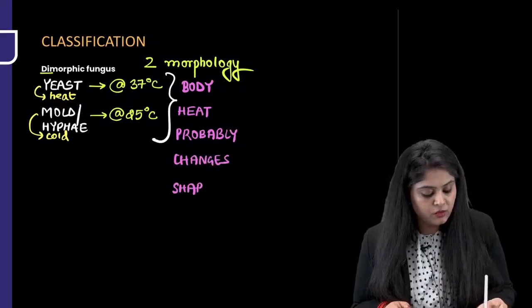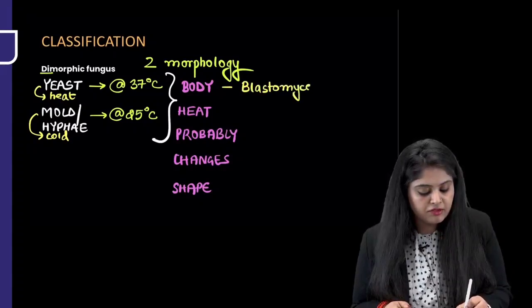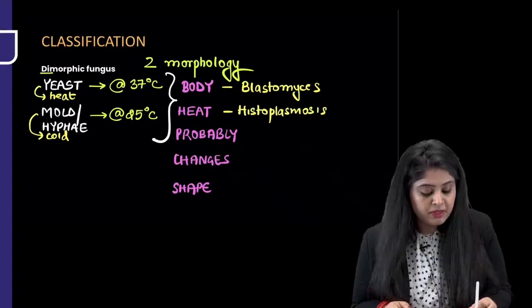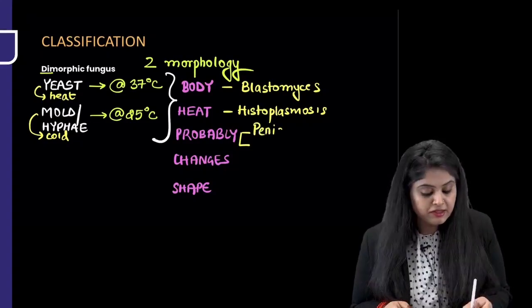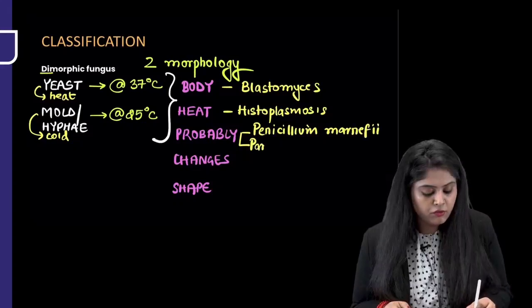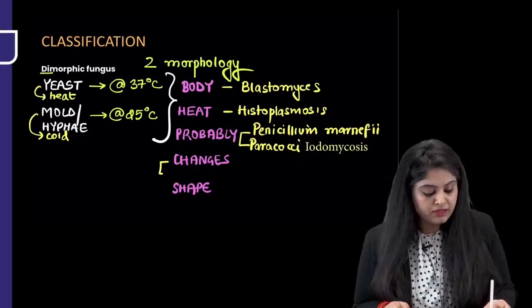Now let's start with the answering of these. So B stands for blastomyces. H stands for histoplasma or histoplasmosis. P is going to actually have two things. P is going to be Penicillium marneffei. P is also for paracoccidioidomycosis. Next one, the C.